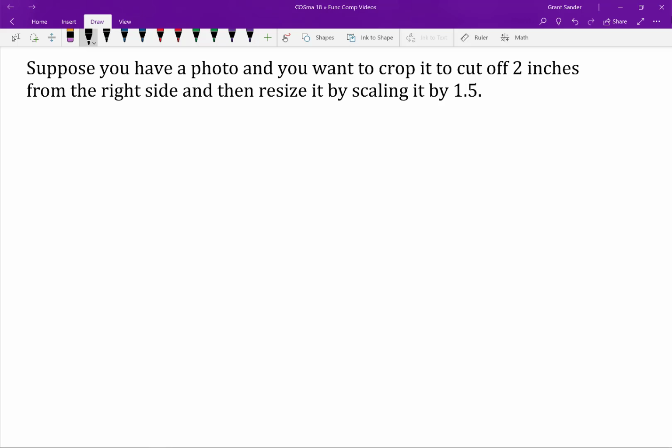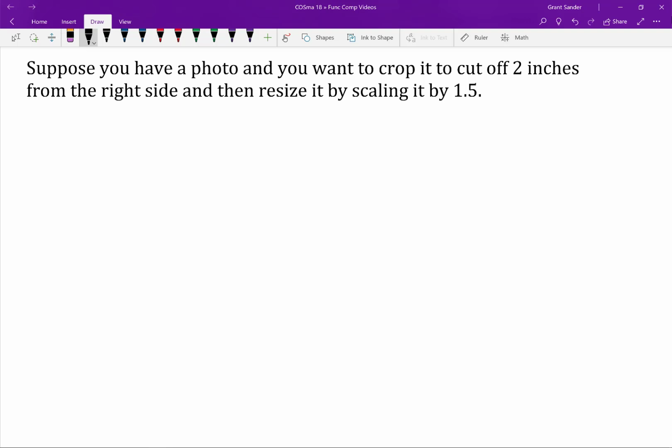In this video, we're going to chain together two processes and look at how we can use tables of values to help us think about this. So let's consider the following context. Suppose you have a photo and you want to crop it to cut off 2 inches from the right-hand side and then resize it by scaling it by 1.5.